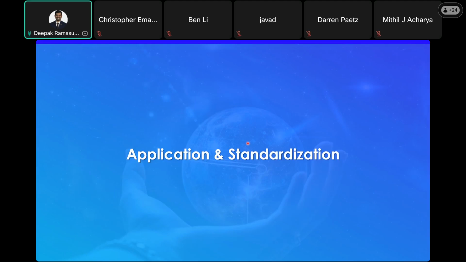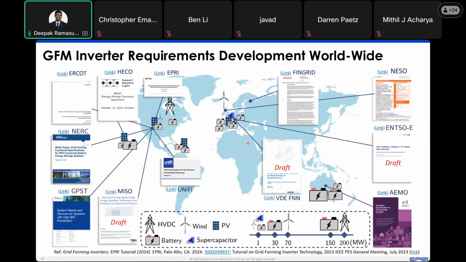But before going forward, I told you that there are different regions around the world that have varying requirements. There's still some amount of core functionality that is common, but there is some additional functionality that is unique to each individual region. And this slide gives a brief overview of where and how these requirements are being framed.